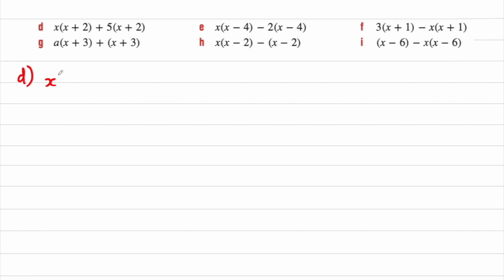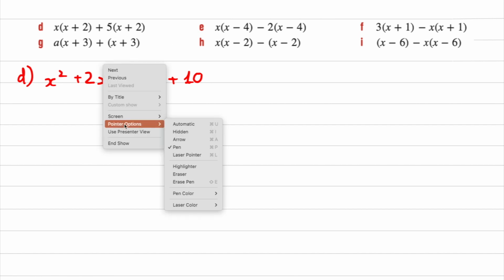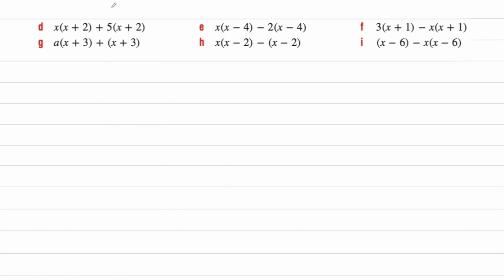Question D, h squared plus 2h plus 5h plus 10. Oh, sorry. We don't need to do this one because in the writing here you got the common bracket is h plus 2, h plus 2. For this one, h minus 4, h minus 4, h plus 1, h plus 1. The same idea with this one. So that's quite easy for this question. Question D, common factor is h plus 2 and then the second bracket will be h plus 5.